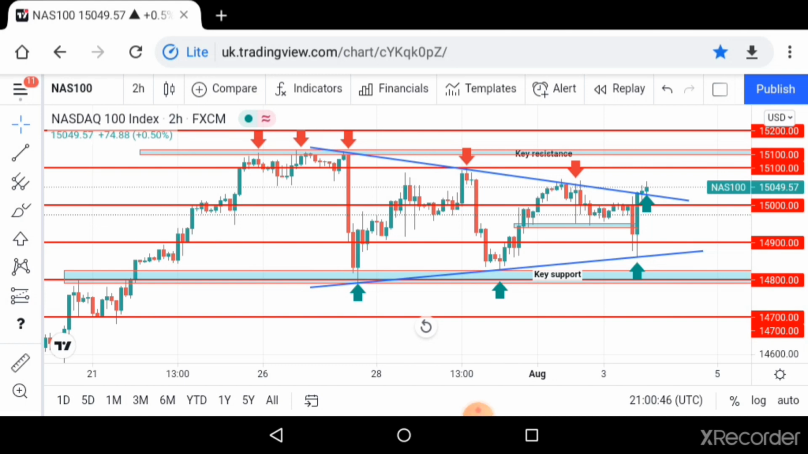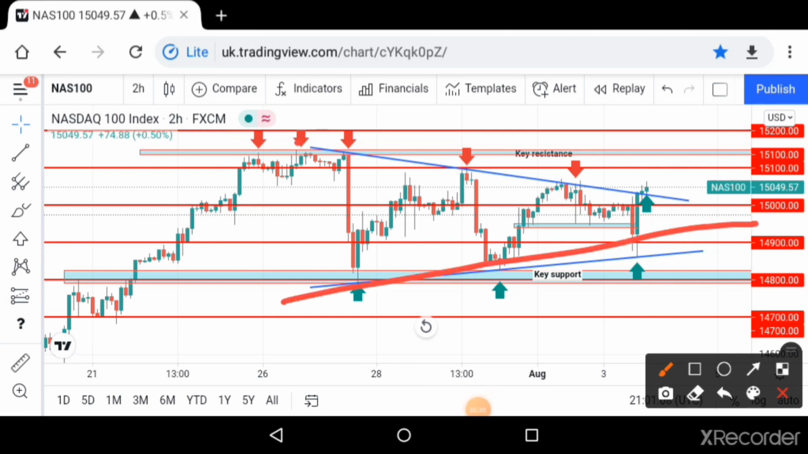So we're looking at the Nasdaq, the NAS 100 AKA NAS 100. I'm on a 2-hour time frame just for the sake of structure so that you see the overall view of the market. As you can see, we had our key resistance as marked and our key support as marked. I just discovered something new yesterday, which is this trend line here.